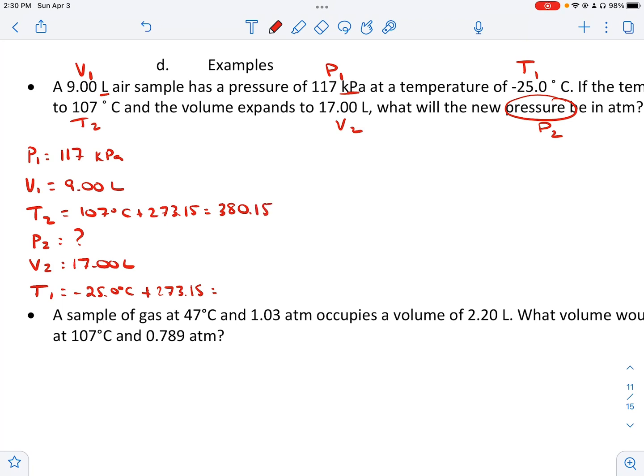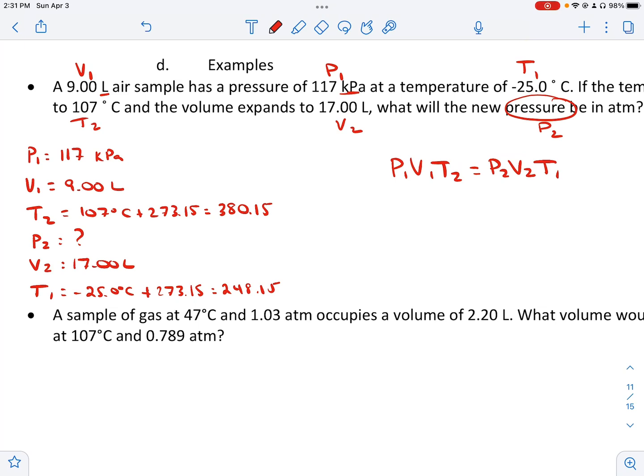Then we've got negative 25 plus 273.15, and we get 248.15. Okay. So over here, our formula, P1 V1 T2 equals P2 V2 T1. All right, so at this point, there's a couple of things that we could do here.